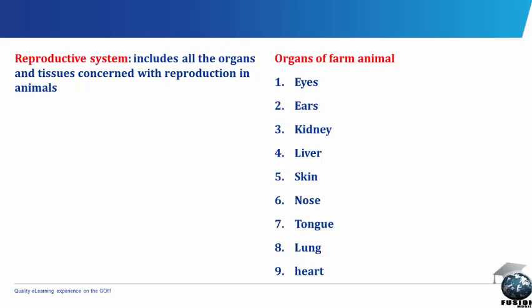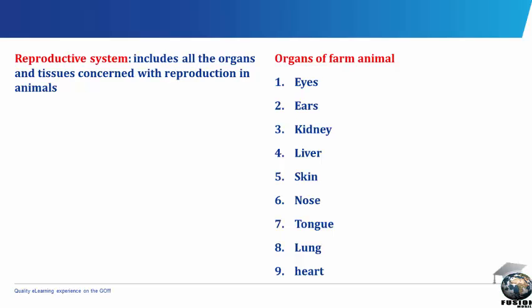Now, the reproductive system. This includes organs and tissues concerned with the reproduction in animals. We have the male reproductive system and the female reproductive system. We'll quickly go to the organs of farm animals. The organs of farm animals include the eyes, the ear, the kidney, the liver, skin, nose, tongue, lung, heart.